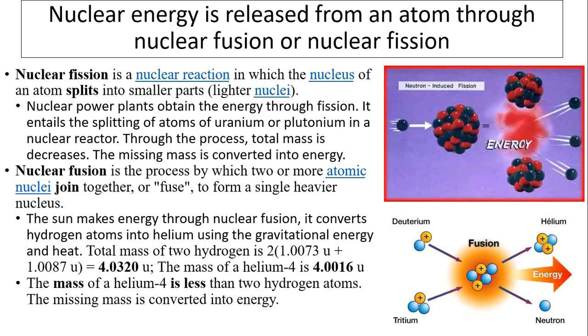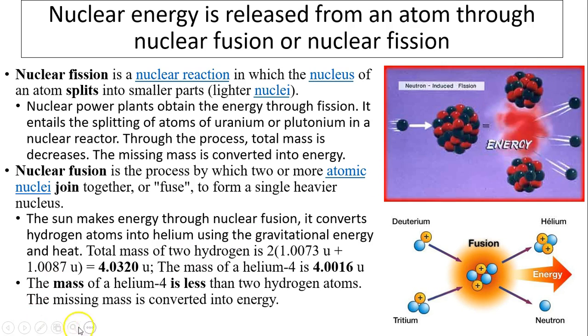Nuclear energy is released from an atom through nuclear fusion or nuclear fission. Nuclear fission is a nuclear reaction in which the nucleus of an atom splits into smaller parts, such as in the diagram here. A neutron is hitting a uranium or plutonium nucleus, and this reaction will break up the uranium into smaller particles. In the whole process, the total mass will decrease, and this missing mass is converted into energy.